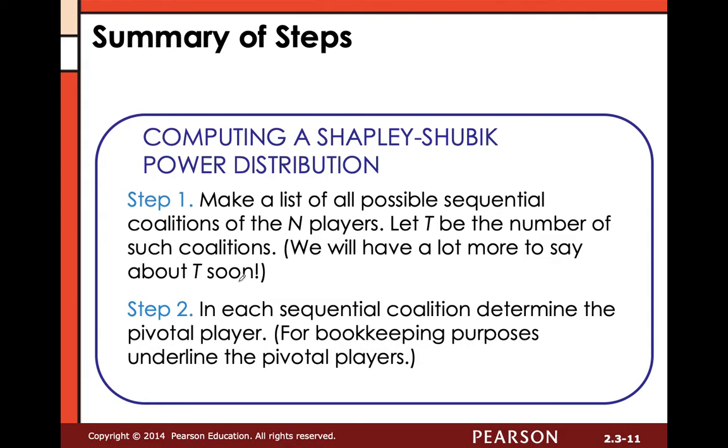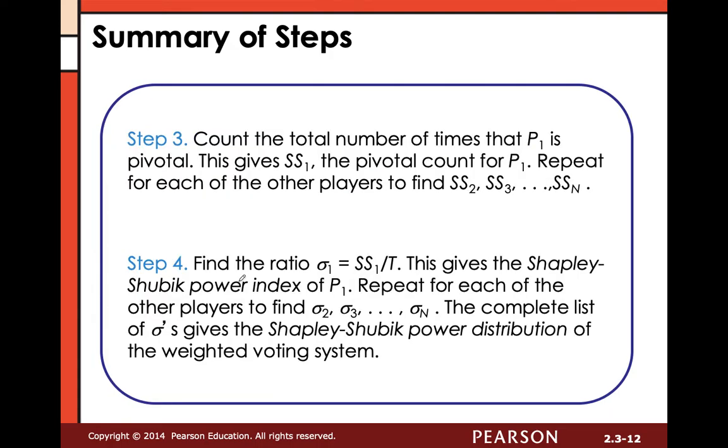So here's a summary of the steps to computing the Shapley-Shubik power distribution. Step 1, make a list of all the possible sequential coalitions of the n players. We're going to let T be the number of such coalitions. We'll have a lot more to say about T soon. In each sequential coalition, determine the pivotal player. For bookkeeping purposes, we're going to underline the pivotal players. And then count the total number of times that P1 is pivotal. This gives S sub 1, the pivotal count for P1.